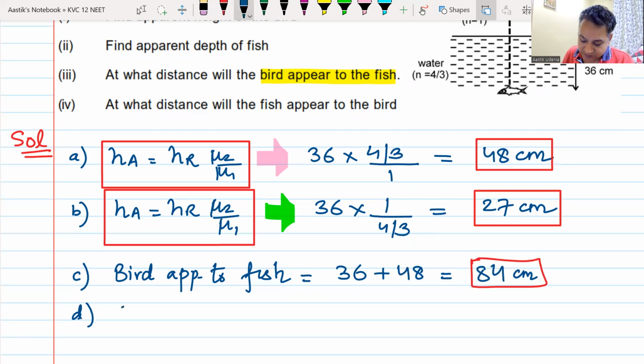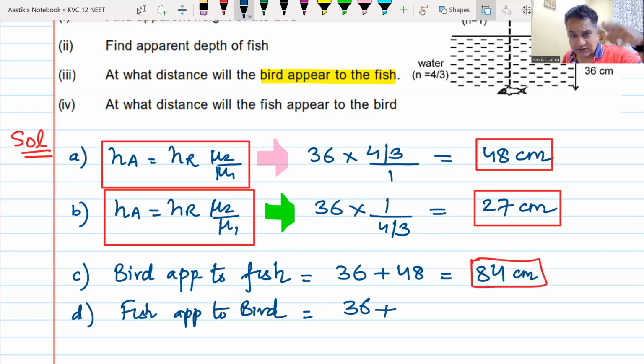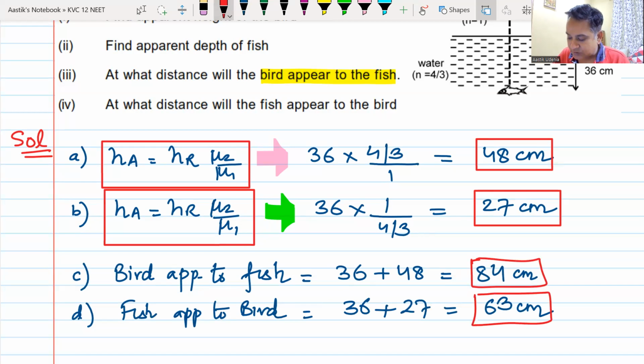Similarly, the distance at which the fish appears to the bird is 36 centimeters in air, and then he feels that the fish is 27 centimeters below water, so 63 centimeters. If you have done this question correctly, congratulations. You have understood the concept of real and apparent depth.